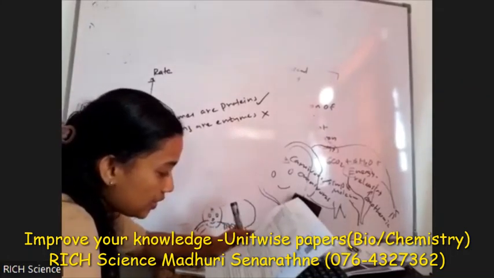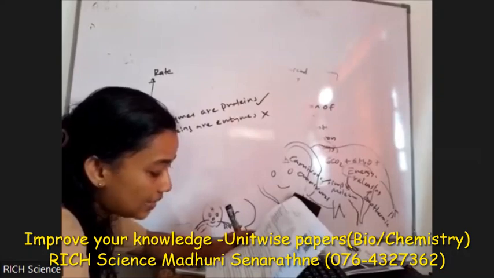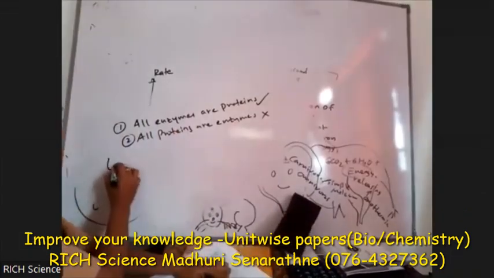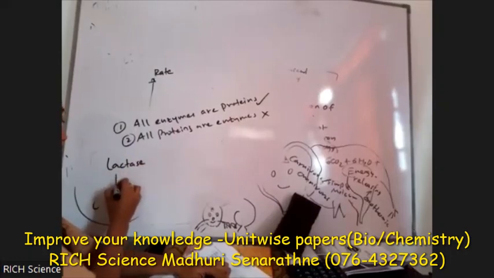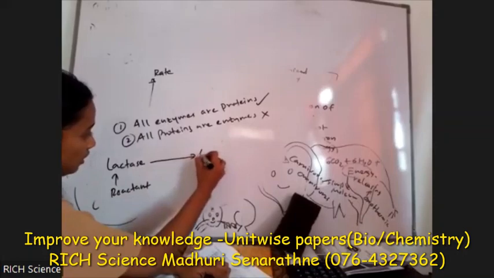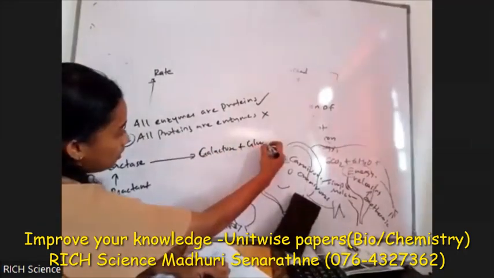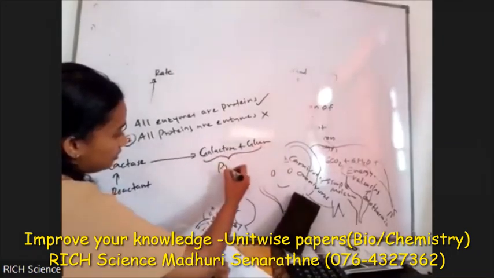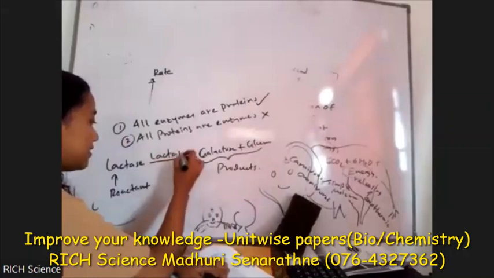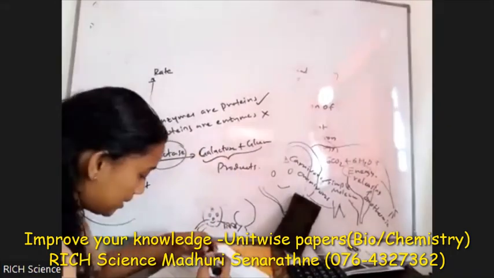Enzymes produce products from reactants due to their catalytic activity. Take the example lactase. If lactose is the reactant, galactose and glucose are the products. Enzyme is lactase. Lactase produces products from reactants, so that can be considered.